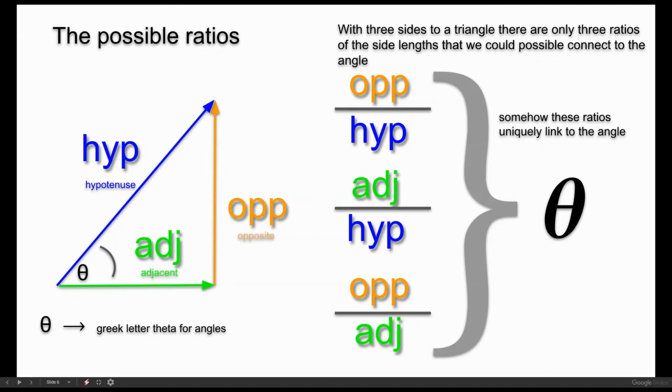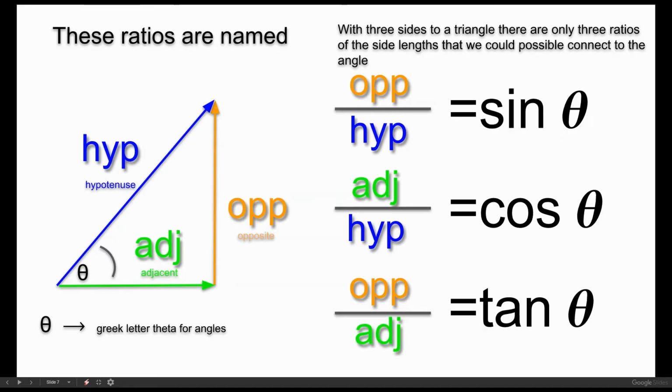And somehow these ratios are connected to the angle. They don't equal the angle, they're connected somehow. In the same way that your pay is connected to the time you work, there might be some underlying equation that allows you to turn the time you work into money: $20 an hour times time. So we need to find that mathematical connection between the angle and those ratios. The three names of these ratios are sine, cosine, and tangent.